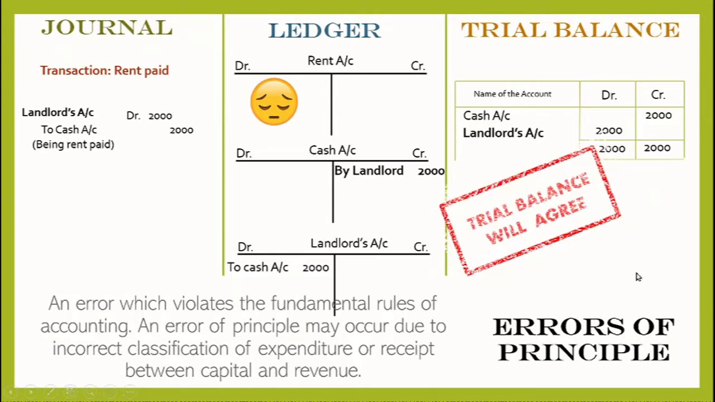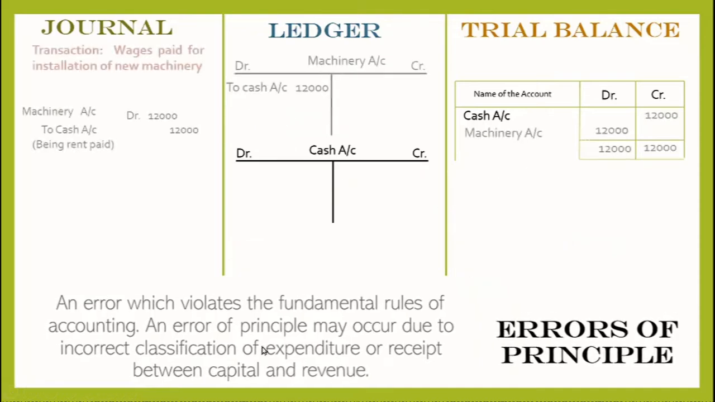So it will agree. This is an error of principle, where there is a violation of any fundamental rules of accounting. In such cases, the trial balance will agree, but some error has occurred and you have to rectify it accordingly. While recording the transaction, we may have violated the fundamental rules or some accounting principles, or this can be an incorrect classification of expenditure, such as a capital expenditure taken as a revenue expenditure. So let's take another example stating the same.